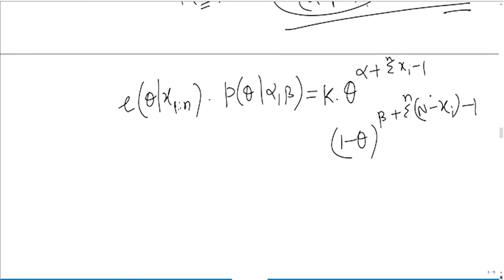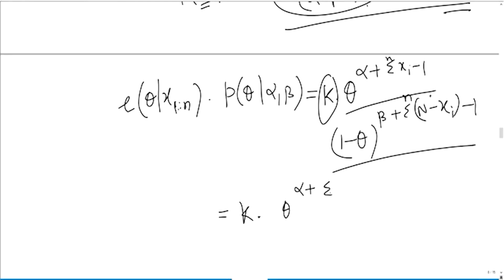Everything else is constant, so you will have to just calculate it. If you integrate this, you will get another constant. So everything here will remain some constant that would ensure that the area under the curve is equal to 1. But this is the main term. So basically, this is the function of theta. Okay, theta and all these other things, right? So what you are getting is basically this: k into theta to the power alpha plus summation xi minus 1, and 1 minus theta to the power beta plus summation n minus xi minus 1.